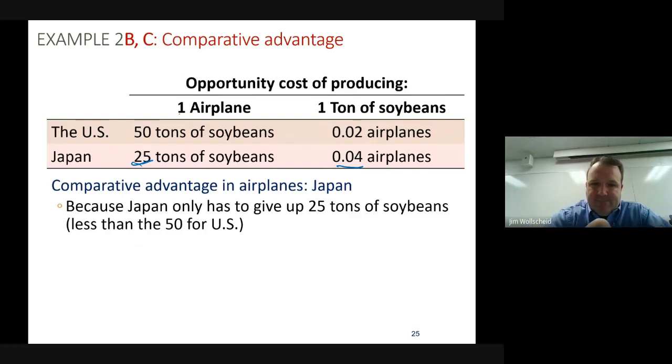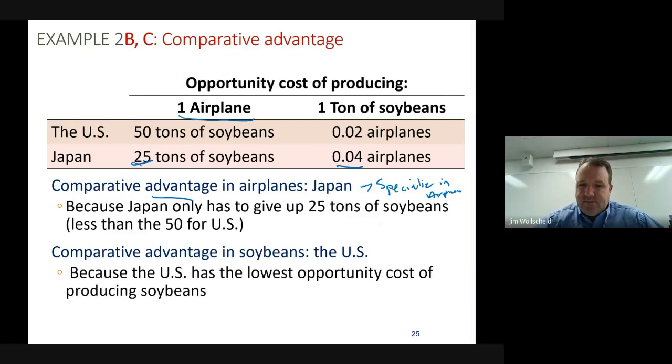Japan has the comparative advantage. Why? Because 25 is less than 50. So Japan will produce airplanes. So Japan is going to specialize in airplanes. Now what about the US? The US has the lower cost in producing soybeans. 2/10 is less than 4/10. So we know the US will specialize in soybeans.